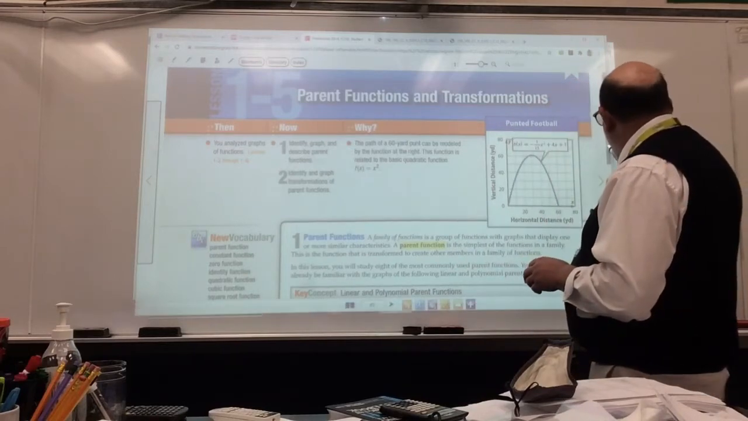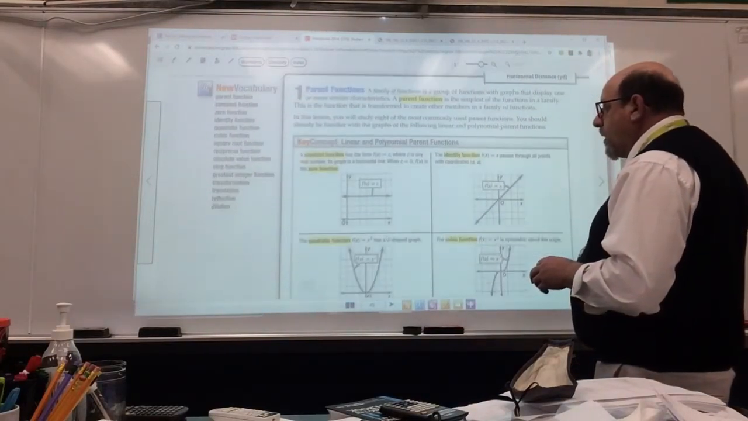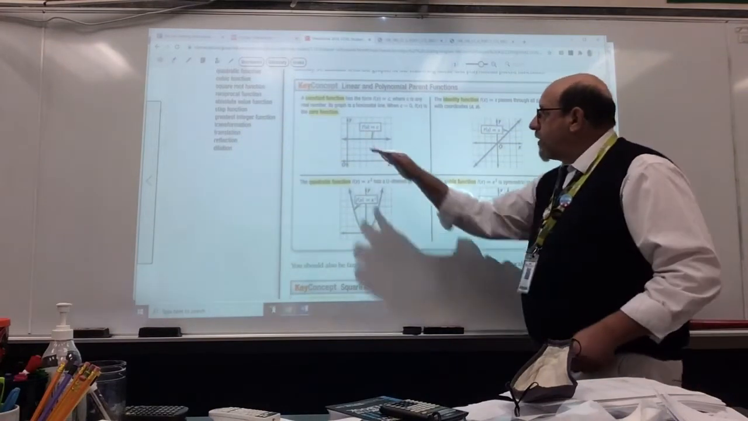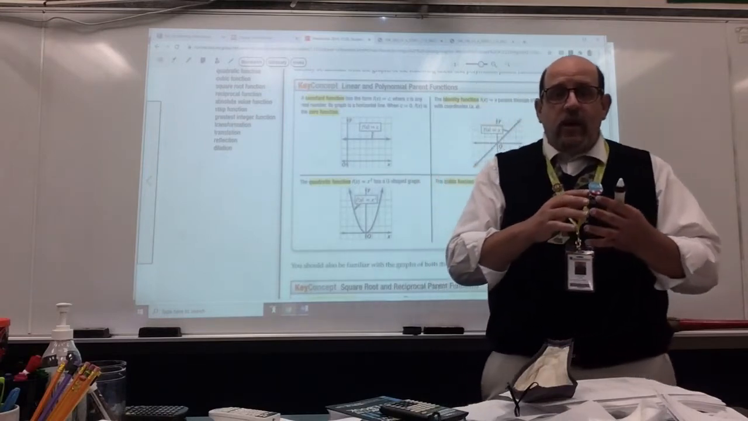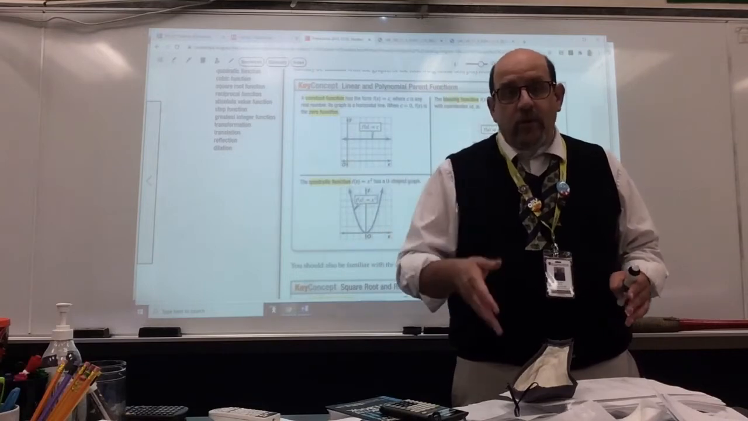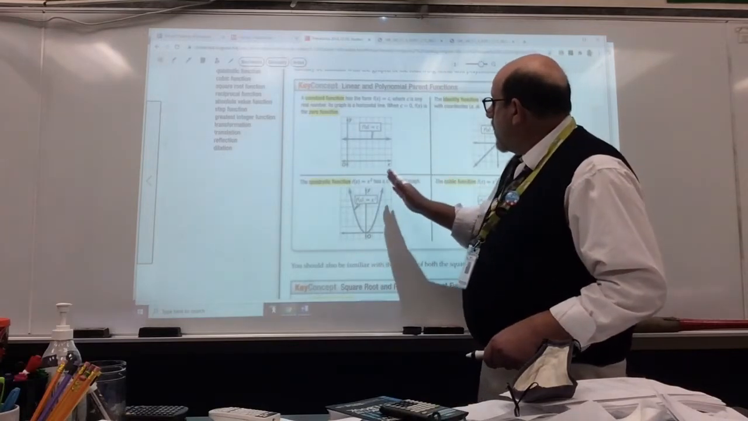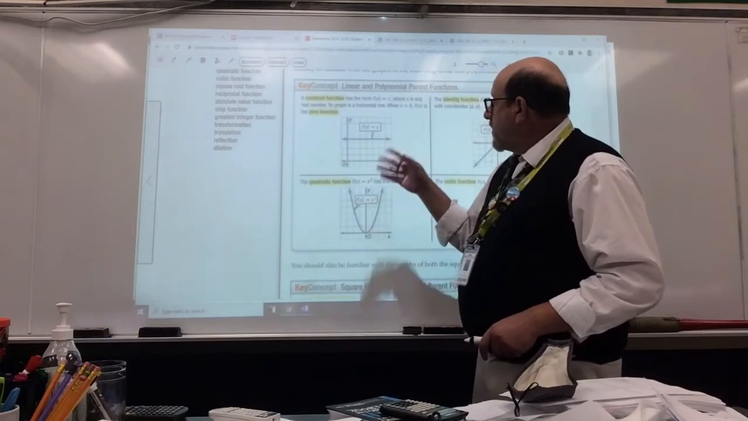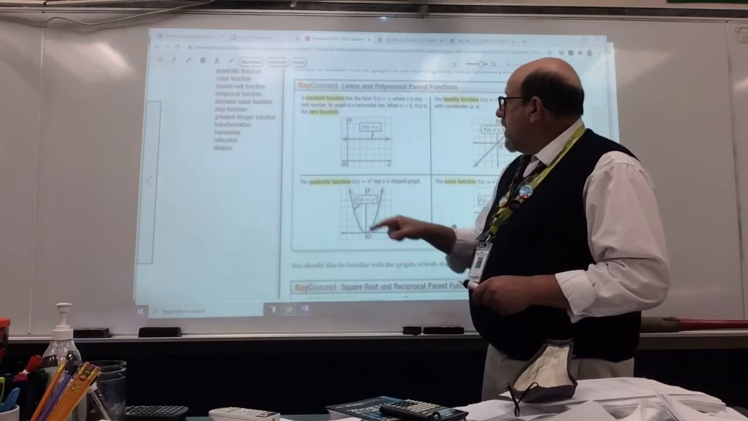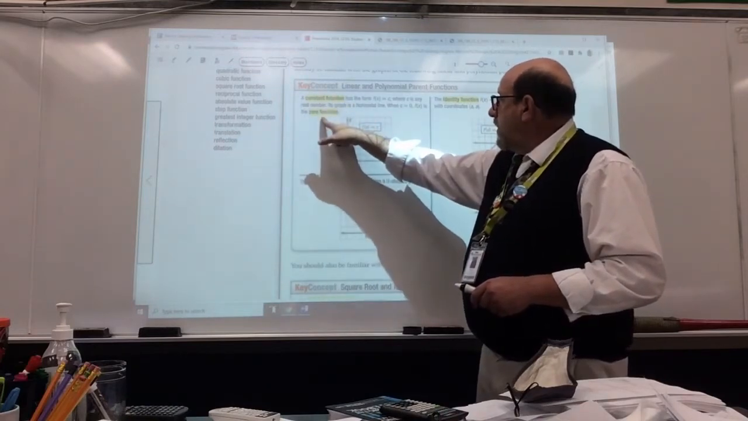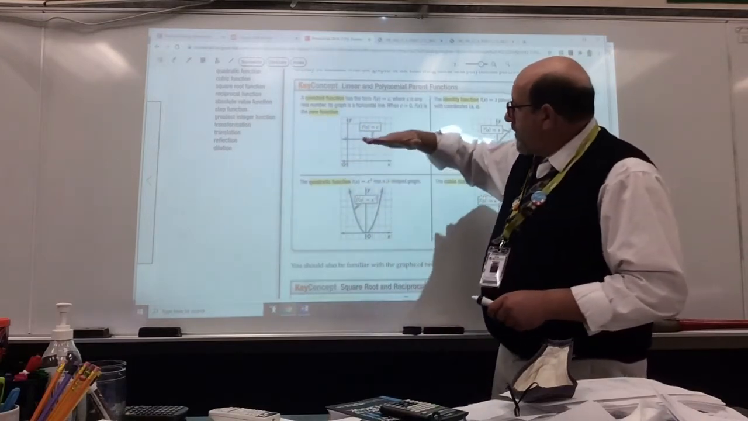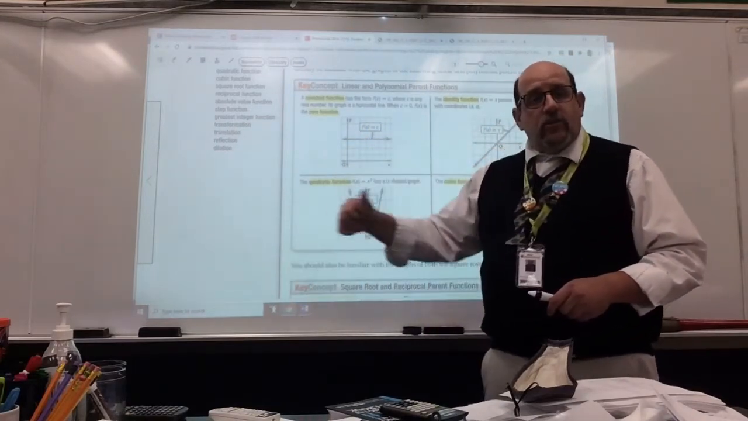I'm just going to pull this down so I can see the first 4 types of parent functions. All right. The first one is a constant function, and that's x equals some number, right? And that's our graph, here, but that's not really a function because that's infinitely up and down. So a constant function is f of x equals some number, all right? And that's a horizontal line that just crosses through that number.